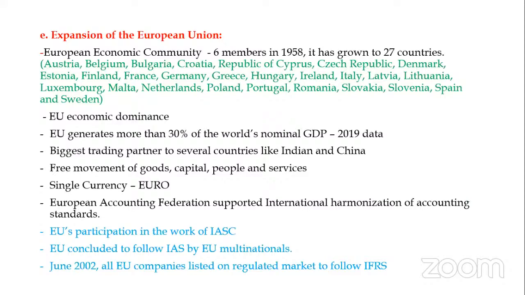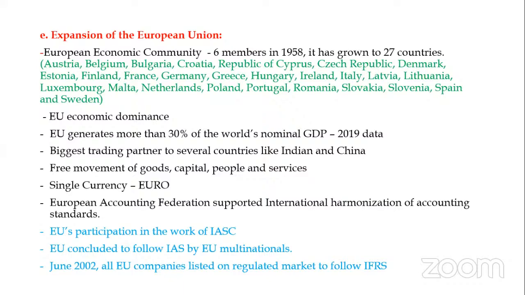The fourth one is the expansion of the European Union. In 1958, only 6 members were there in the European Union. Today we have 27 countries, and probably all of you are aware of that. Whether it is for IAS or IFRS, the contribution to a greater extent is from the European Union. You also know that the European Union dominates to a greater extent in terms of economic power. Again, 30% of the world nominal GDP comes from the European Union countries. They are the biggest trading partner to several countries like India and China, and there is a lot of free movement of goods, capital, people and services, and the single currency for all these 27 countries is the euro.